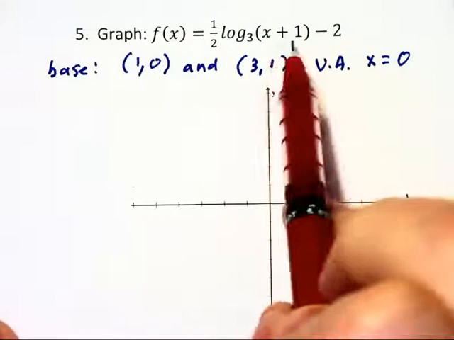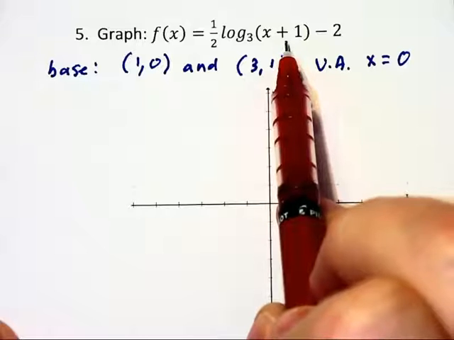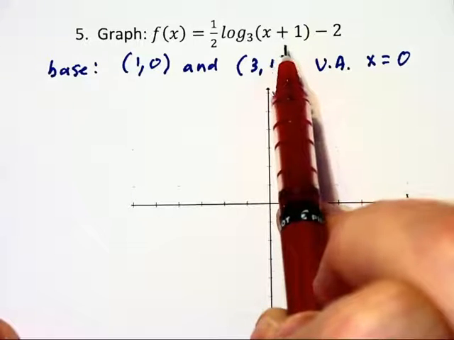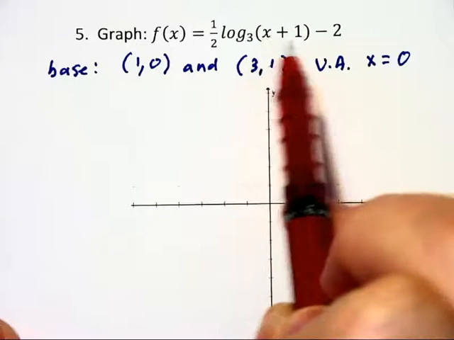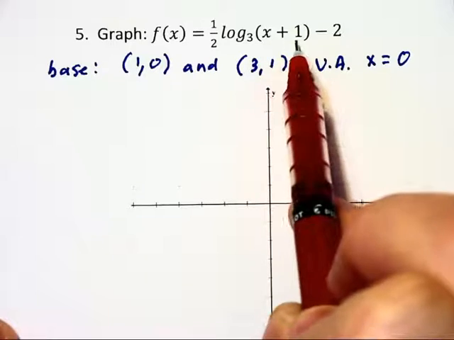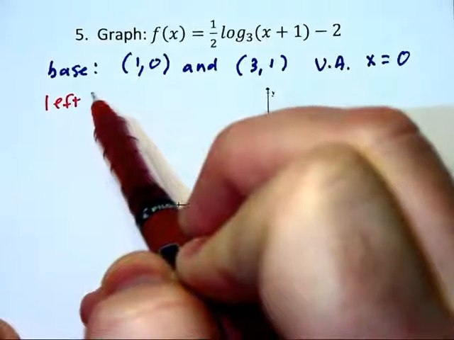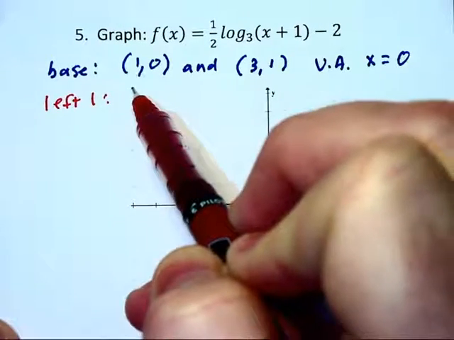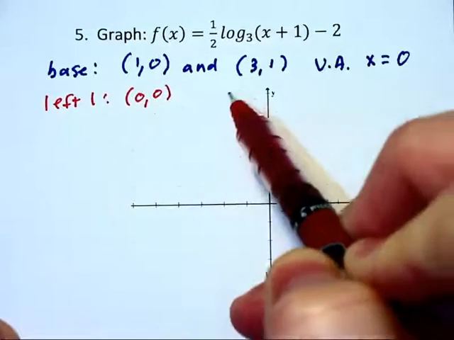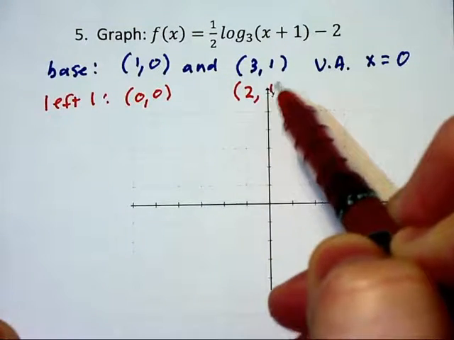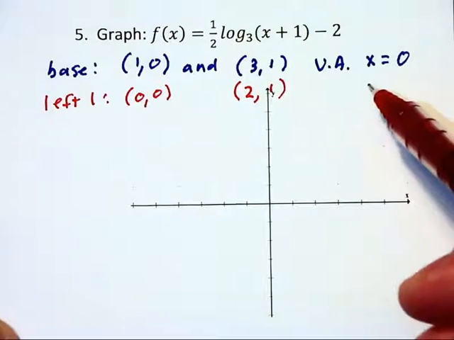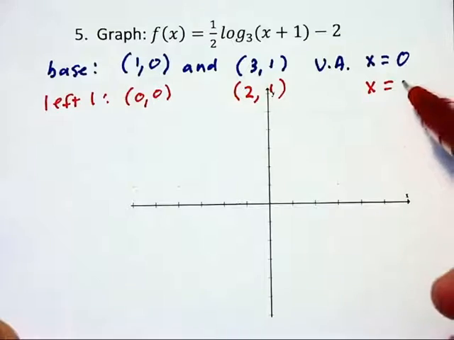Now this x plus 1 actually moves our graph left 1 and not right 1. Remember back to graphing parabolas how we had x minus h? This is x minus a negative 1. So that says we're going to move our graph left 1 unit. 1, 0 now becomes 0, 0. The next point becomes 2, 1, and the vertical asymptote is now at x equals negative 1.